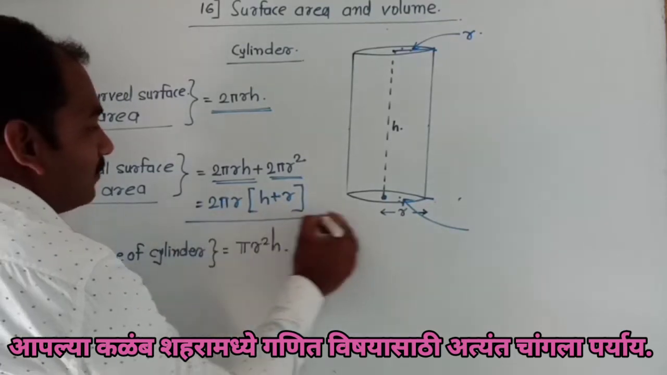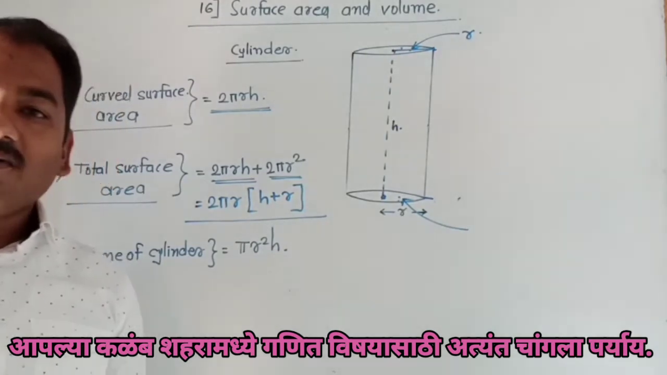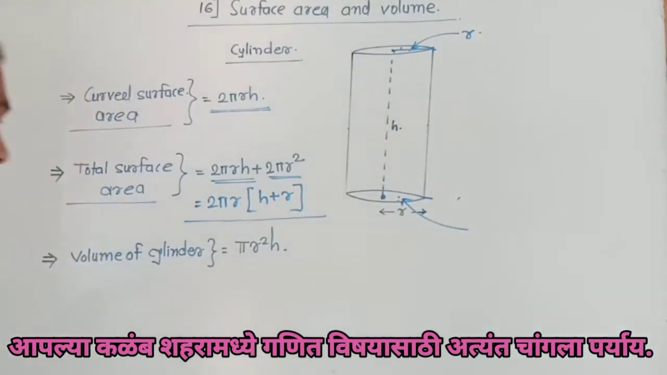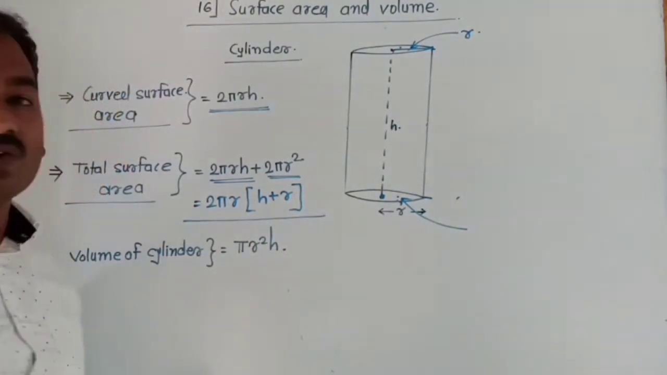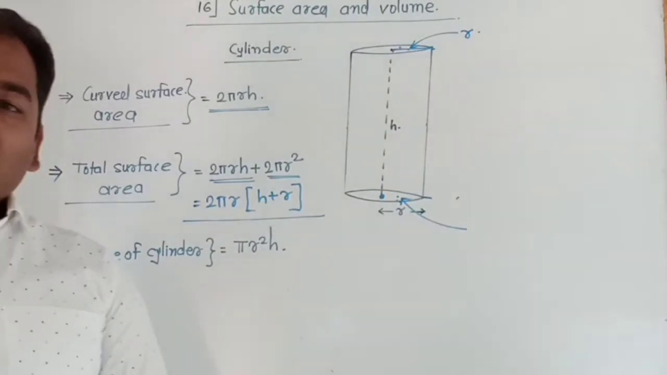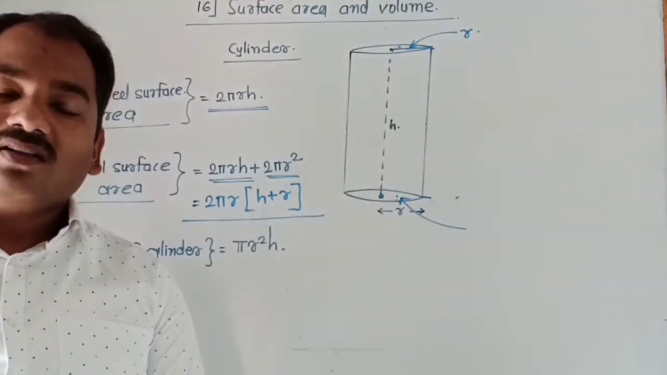So this is your final formula for the total surface area of the cylinder: 2 pi r into bracket h plus r. Now the volume of the cylinder. What is the volume of the cylinder? Pi r square h. So these are the few formulas we have to remember for the cylinder, and by using these we are going to solve some examples.